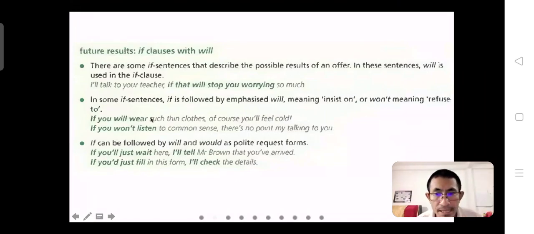Okay. Another example when you use will, the meaning refuse to, no, refuse. If you won't listen to common sense, there is no point my talking to you. You see? If you won't listen to my common sense, there is no point my talking to you.